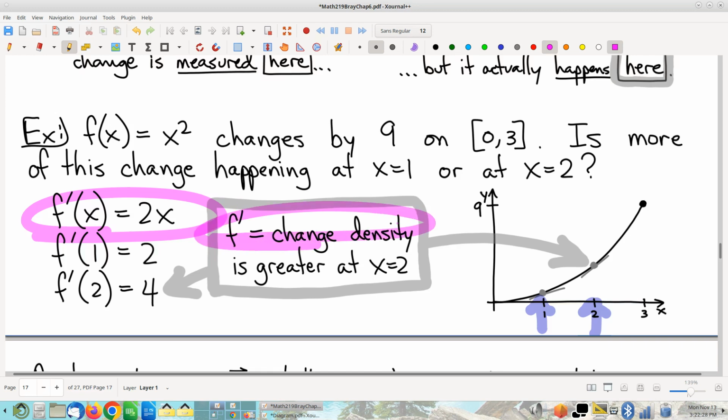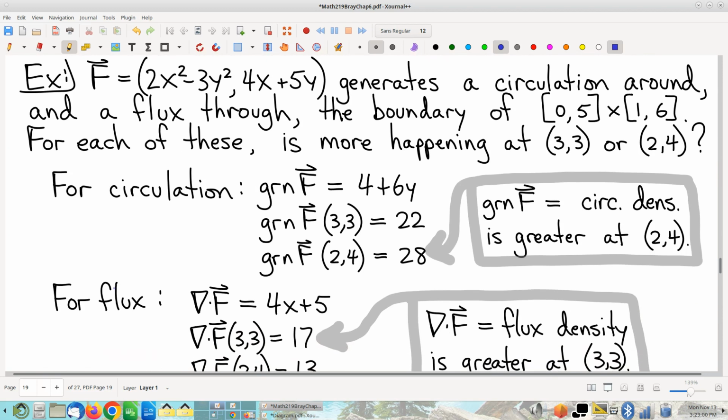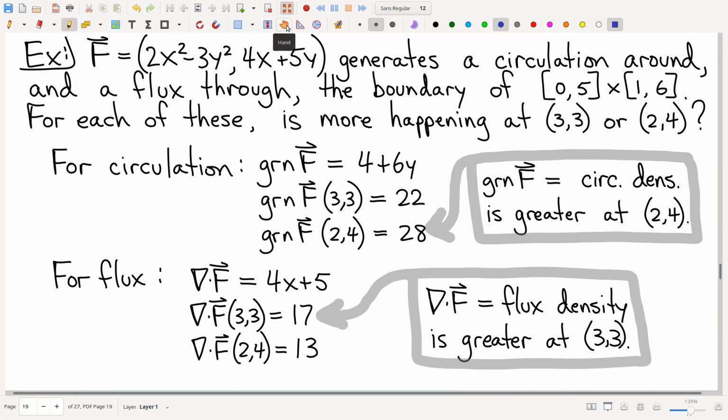But the derivative, aka change density, you can plug these 2 points into, the ones you're trying to decide between, and then just look and see which one's bigger. And the fact that the derivative is clearly bigger at x equals 2, that's the algebraic or arithmetic, no geometry required, resolution of the question that clearly more change is happening at 2 for algebraic reasons. Right.